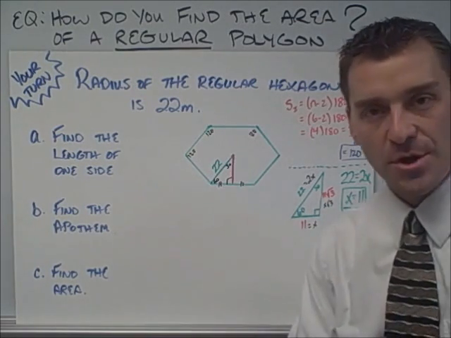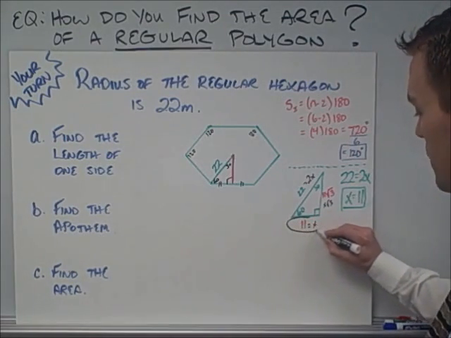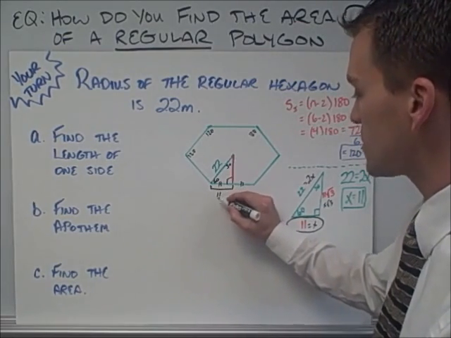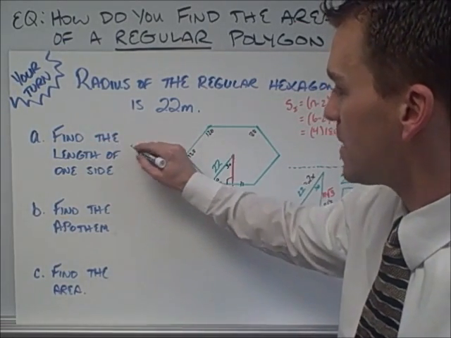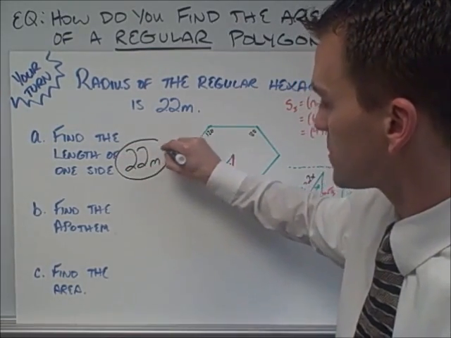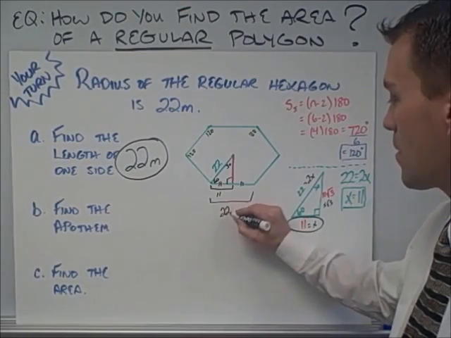So there you go. Matter of fact, that actually helps us tremendously because this little piece, remember right here, being 11, is just really this little piece. That's 11. So finding the length of one side, it is 22 meters. So there's the answer to the first one. So this whole thing is 22 meters.